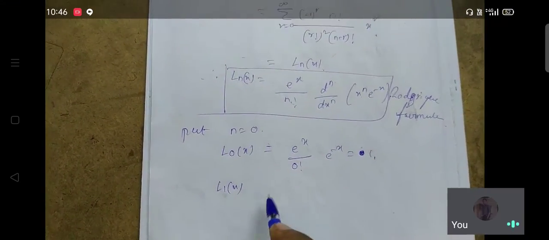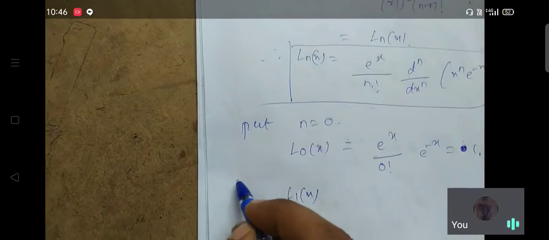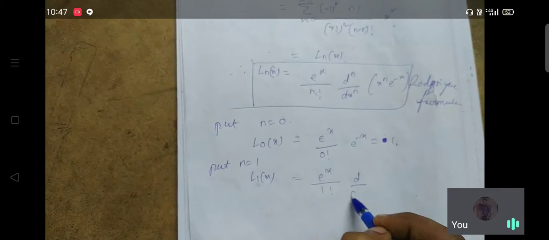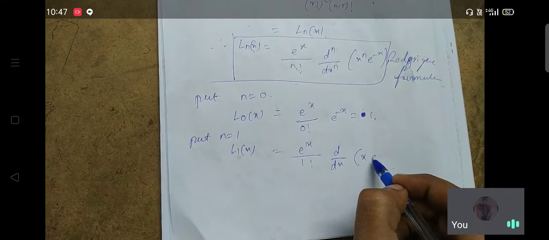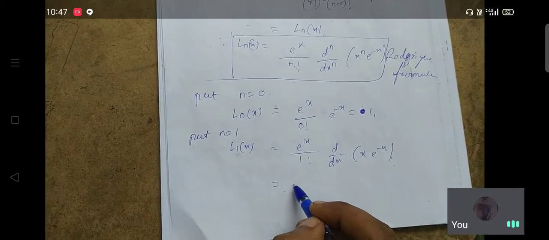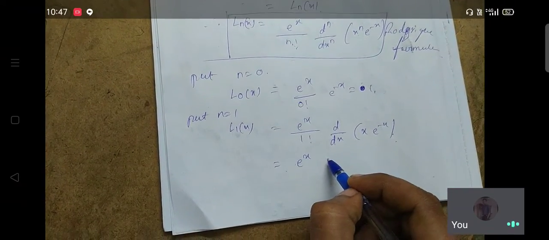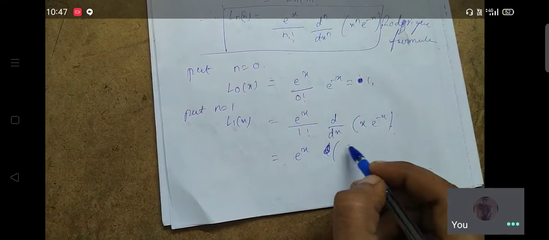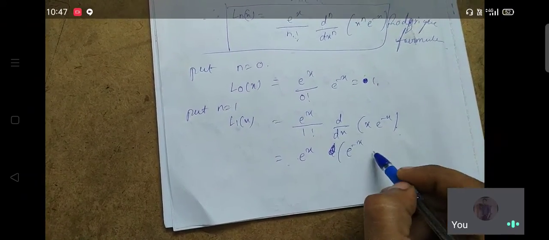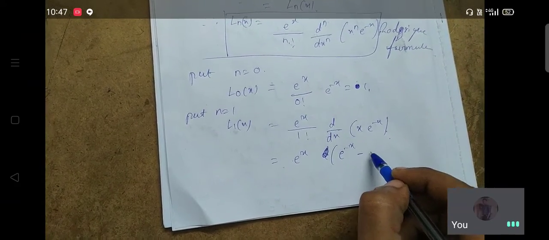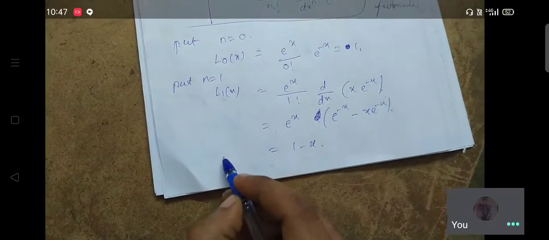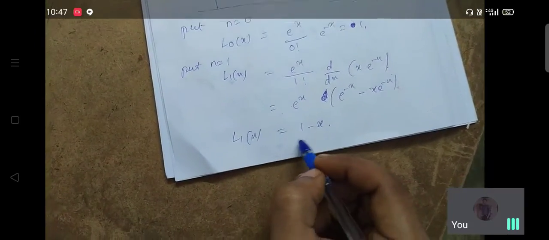Put n is equal to 1, which is equal to e power x divided by 1 factorial, d by dx of x into e power of minus x, which is equal to e power of x into the derivative. So e power of minus x minus x into e power of minus x, which is equal to 1 minus x. So L1 of x is equal to 1 minus x.